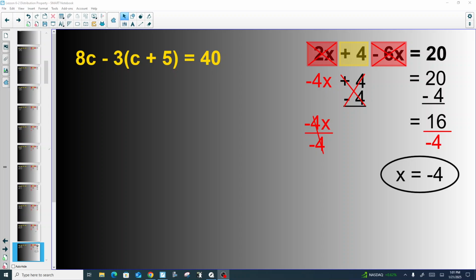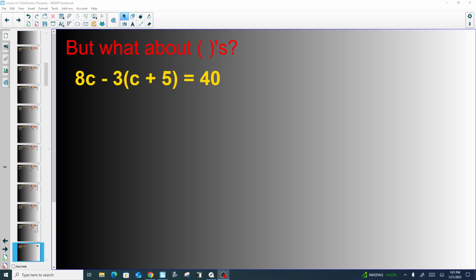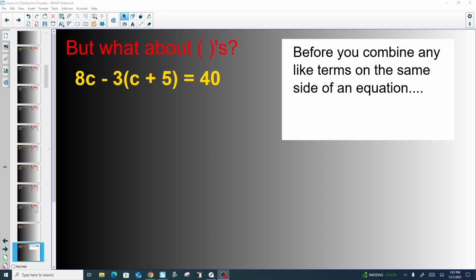Okay. So what about the parentheses? How do we get rid of it? That is the rule. Before you can combine any like terms on the same side of an equation, you have to get rid of the parentheses first. You have to. Otherwise, you won't get the right answer most of the time.